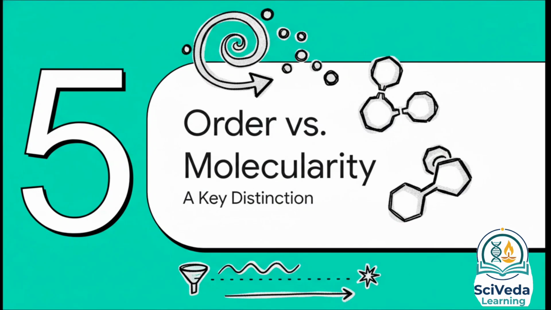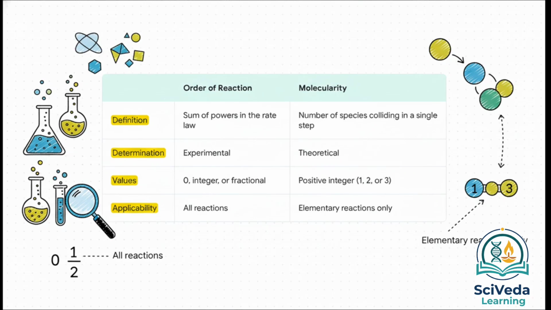So that brings us to our last big idea, and this one is super important, especially for exams. We have to be really clear on the difference between the order we just talked about in the rate law and a totally different concept called molecularity. They might sound a bit alike, but trust me, they are not the same thing. This table breaks it all down perfectly.